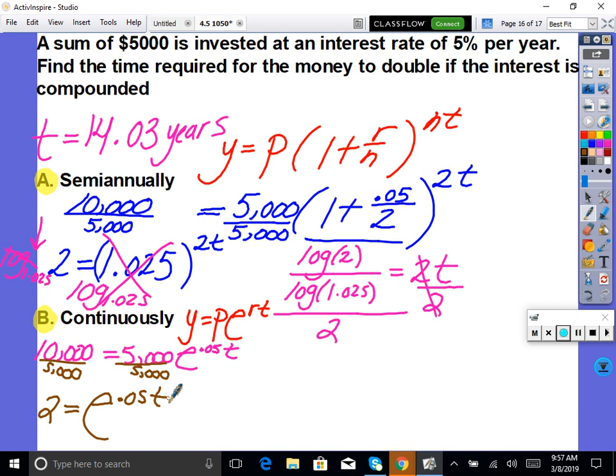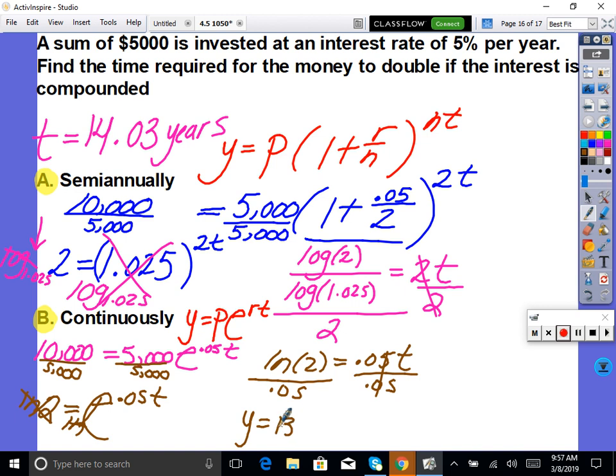You guys, we're just trying to solve for t. ln both sides. So ln of 2 is equal to 0.05t. Then divide by 0.05, and then t is alone. So t is equal to 13.86 years. Okay, awesome.